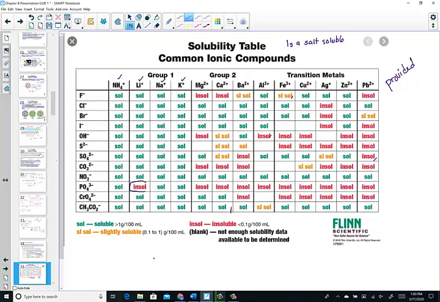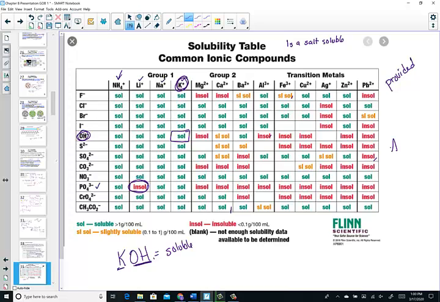Only one exception, and that's lithium phosphate. See how I'm reading this? I find the first name up top, I find the last name on the side, and I hook them together, and I can see if it's soluble or insoluble. Let's say, for example, potassium hydroxide, KOH. Is that water soluble or not? First name potassium, so I find this column. Last name hydroxide, so I find this row. I hook together KOH, and in the box it tells me that it is water soluble.